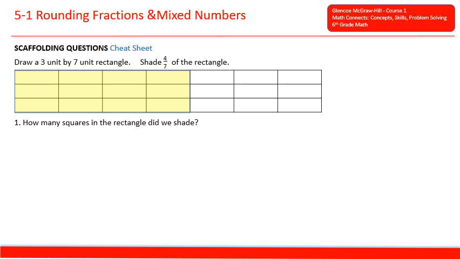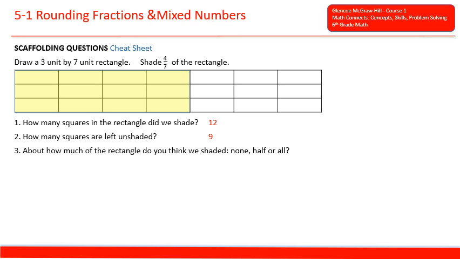How many squares in the rectangle did we shade? 12. We can see that by counting those. How many squares are left unshaded? 9. About how much of the rectangle do you think we shaded? None, half, or all? Half, because it looks like the shaded area covers about half of the rectangle.